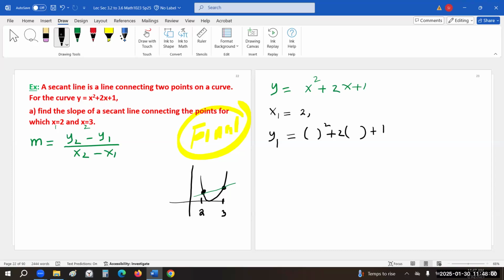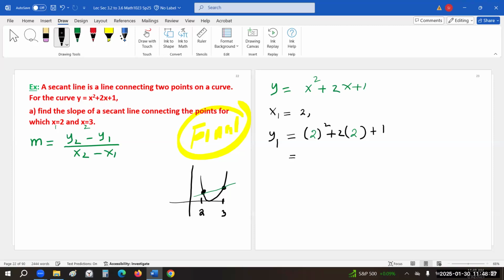So you plug in both. We have to plug in that x1 into the function: 2 squared, 2 times 2 plus 1. So whatever we are going to get, that's the y1. It's the y1 because we use x1 to find that y value. So it's the y value for that x value.